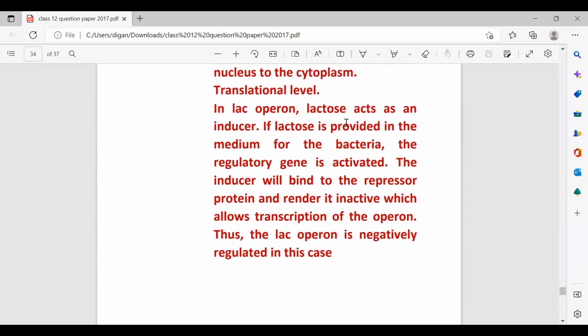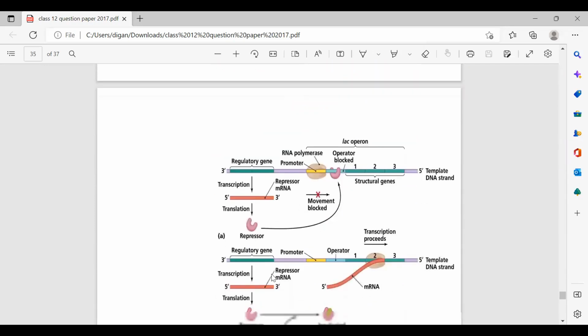In the lac operon, lactose acts as an inducer, and if lactose is provided in the medium for the bacteria, the regulatory genes are activated and the inducer will bind to the repressor protein and render it inactive, which allows the transcription of the operon. Thus, the lac operon is a negative regulator in this case. And this is the diagram.